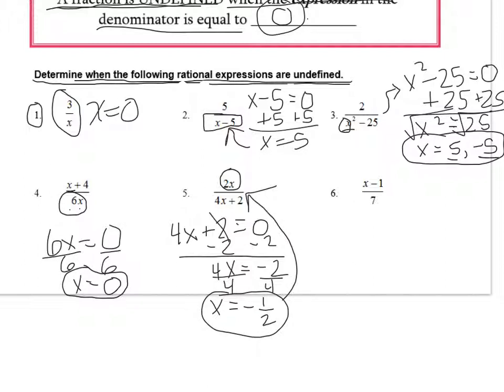And you could check your work. 4 times negative 1/2 is negative 2. Negative 2 plus 2 is 0.